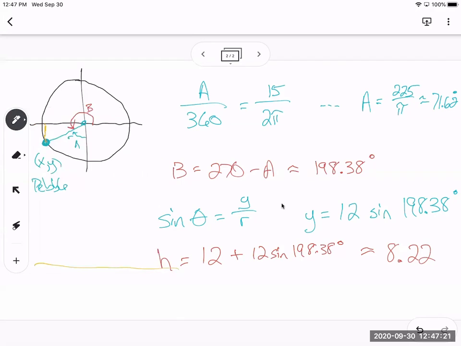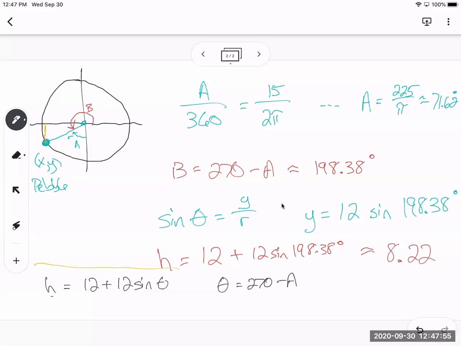It seems like my height, take a look at that height structure. I'm going to erase and start fresh here. I'm going to say the height is 12 plus 12 sine of some angle. And the question is, how did I get that angle? Well, remember that angle was angle B, wasn't it? The angle was 270 minus A.